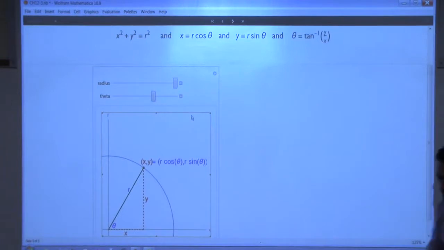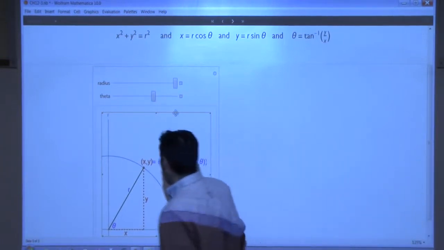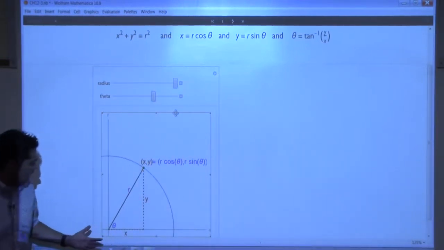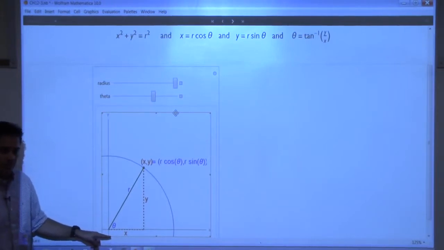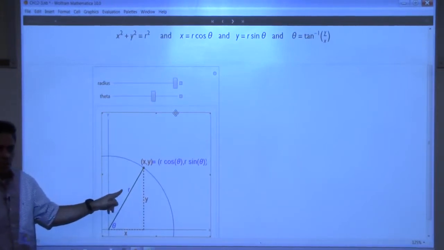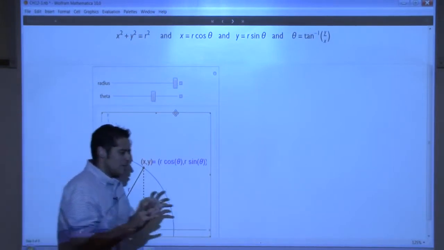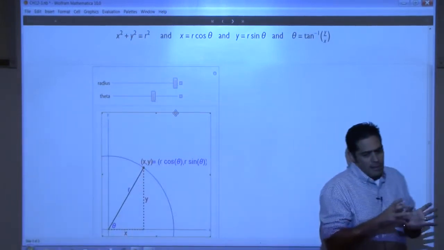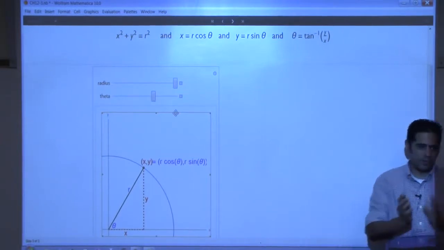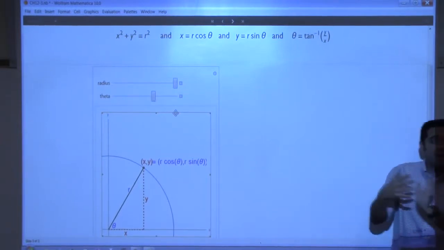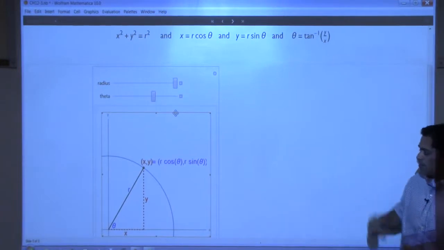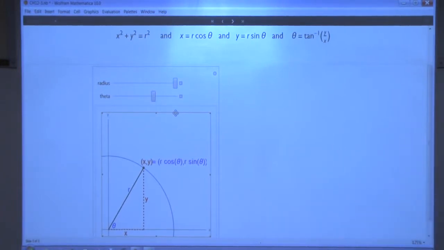There. Okay, so the relationships we have from the right triangle, Pythagorean equation, right? x squared plus y squared is r squared. So that's a relationship between x, y, and r. What we're trying to do is figure out a way to go from Cartesian coordinates to polar, or from polar back to Cartesian. So these are the relationships that we're going to be using here.